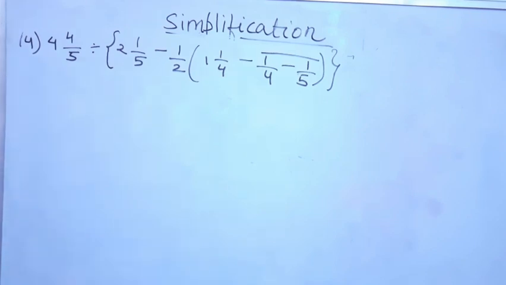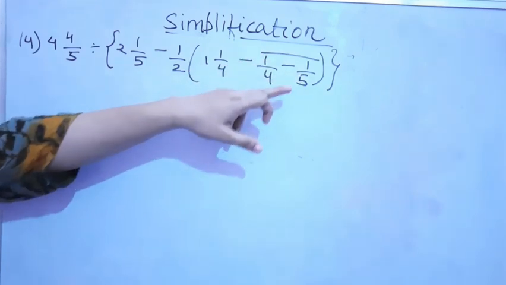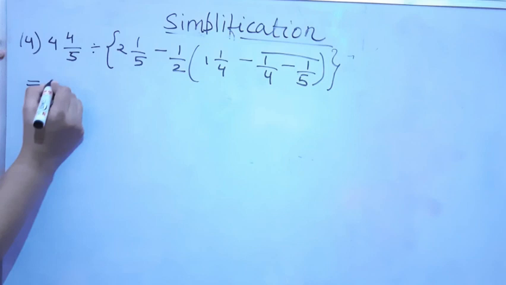Very good students, we have to solve this part first, 1 by 4 minus 1 by 5. Now why do we have to solve this part first? Because as per the VBODMAS rule, this is the vinculum, or we can also call it a bar. So you all have to solve this part first.